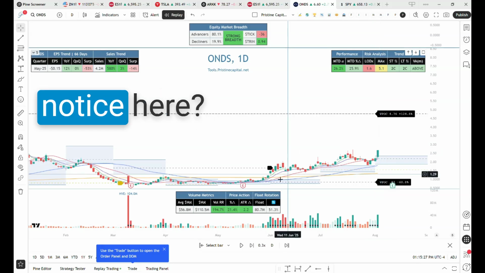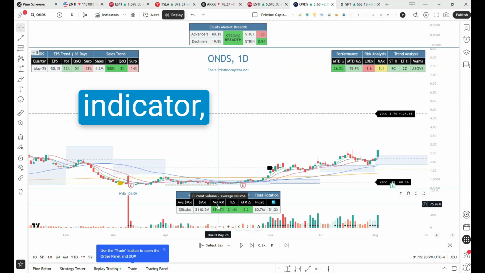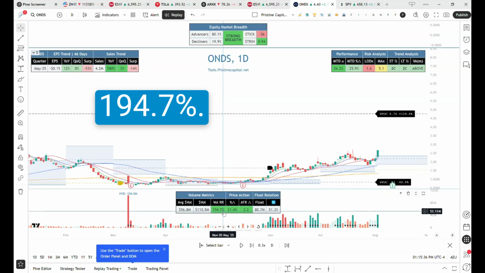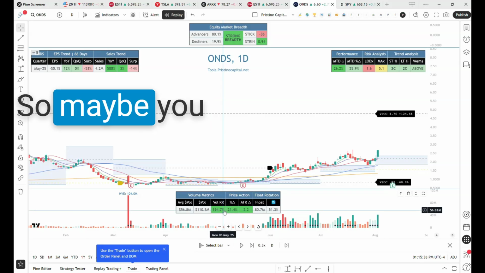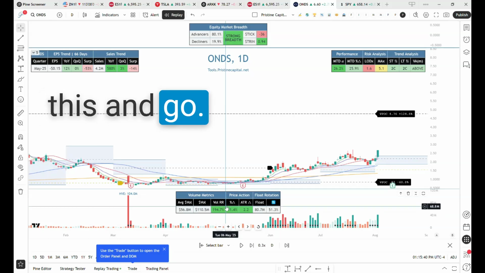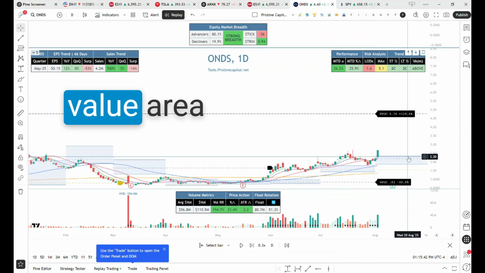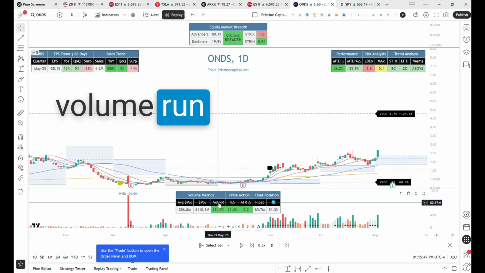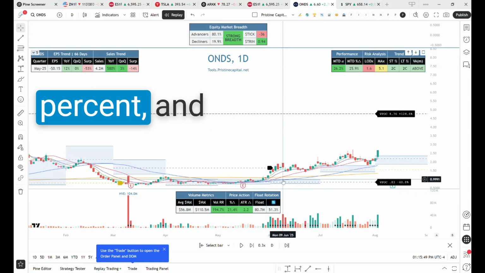Now, what else do we notice here? Looking at our volume indicator, which is completely free, the volume run rate on this day was 194.7%. So maybe you take a look at this and go, hey, when it comes to monthly value area breakouts, I really want to pay attention to ones where the volume run rate is above 100%.